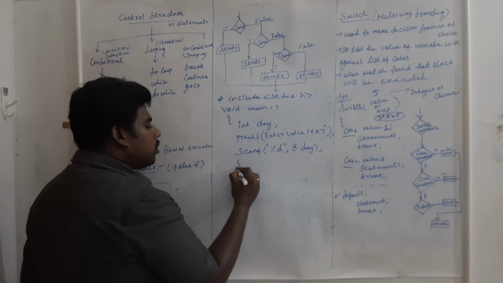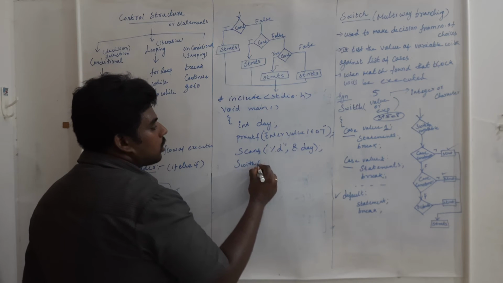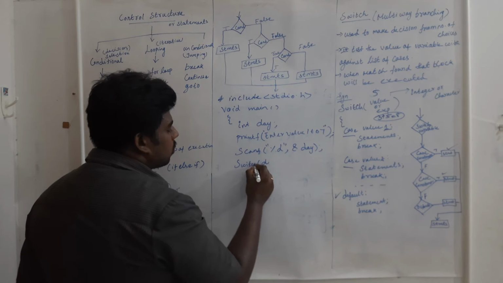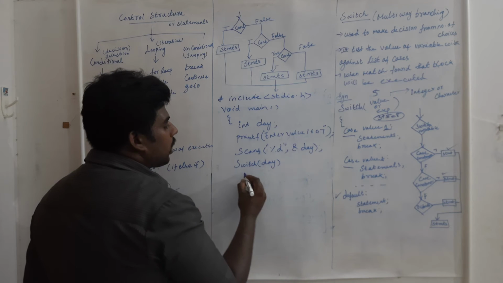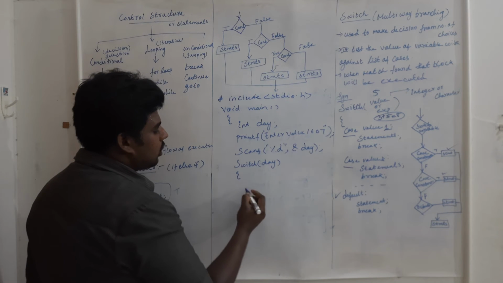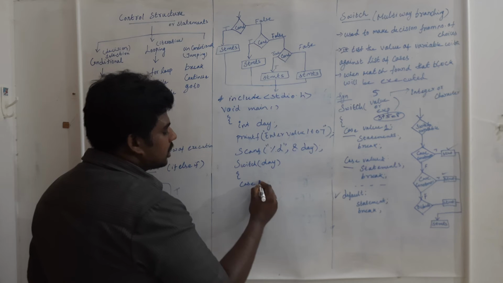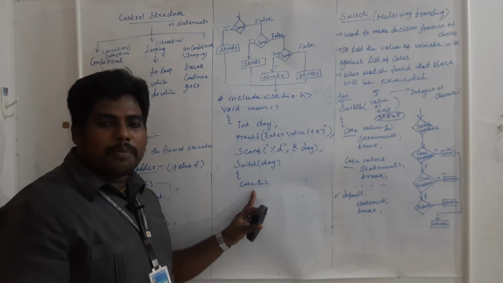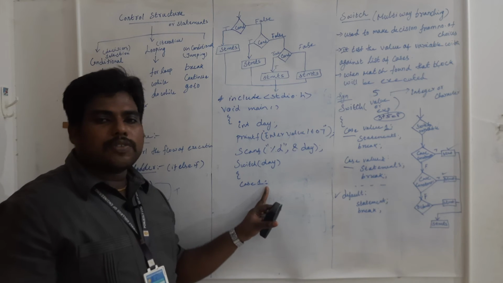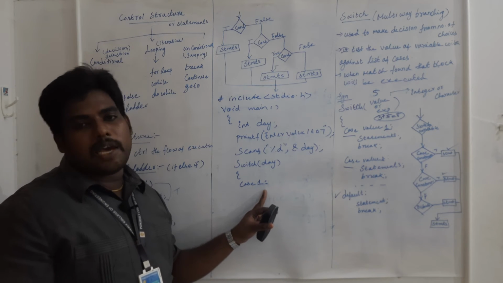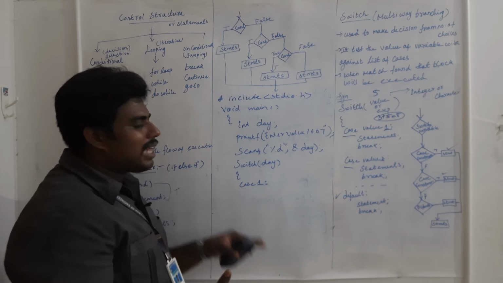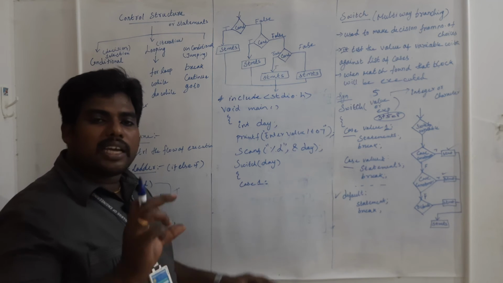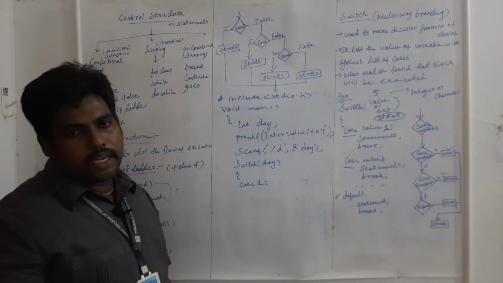Now I am going to use the switch case. Switch day. Then curly brace, case space 1 colon. This is called a label. Anything that ends with a colon, we say it is a label. It means that inside it a group of statements will be there, some particular code will be there. All of you got it?